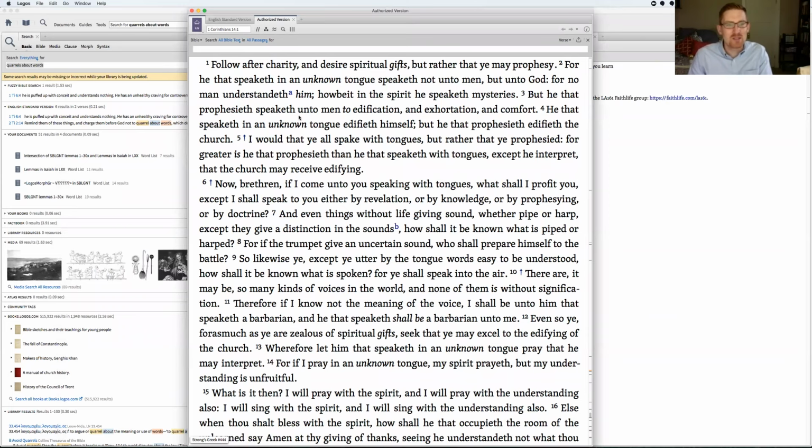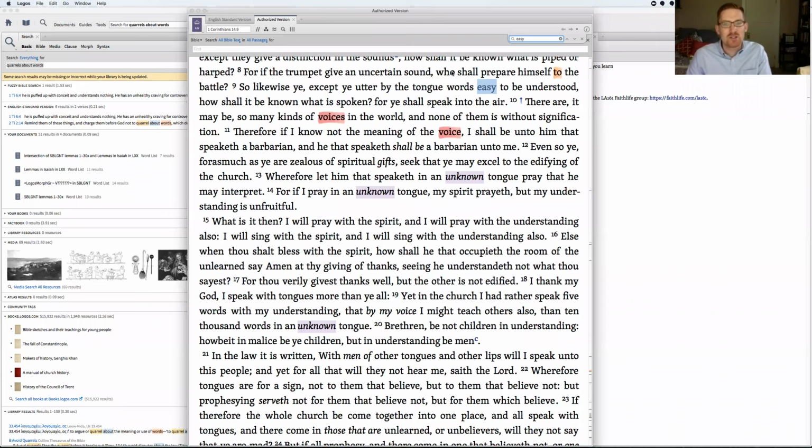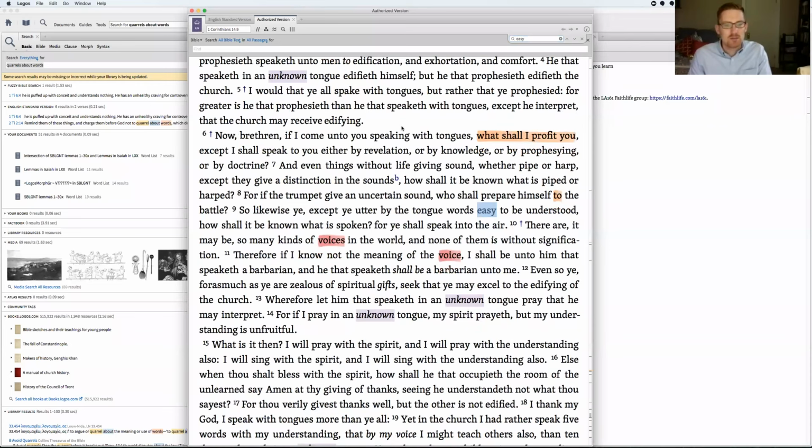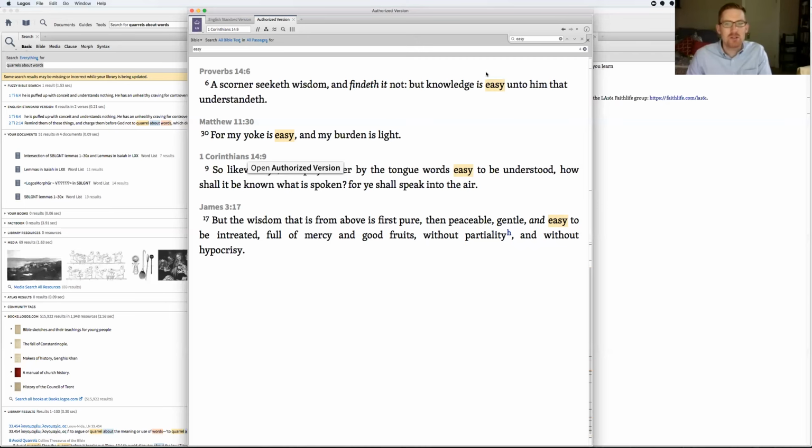Okay, I've got some of my Logos highlights showing up here. Now, where did that word go? Nope. Come on, why can I not see it? I'm going to have to search. Okay, 1 Corinthians 14, 9.